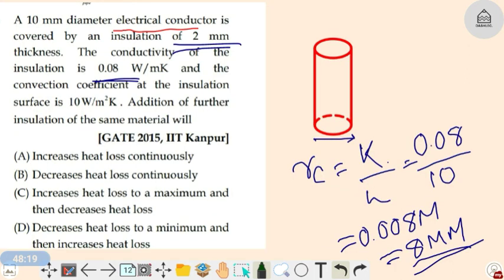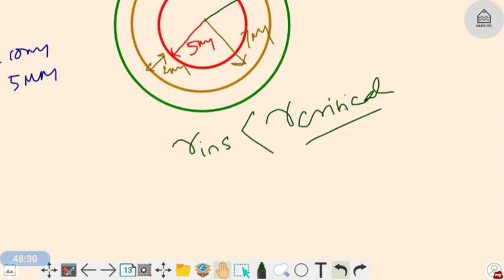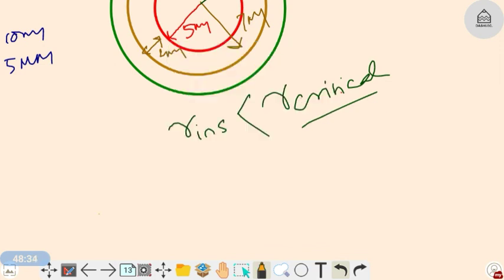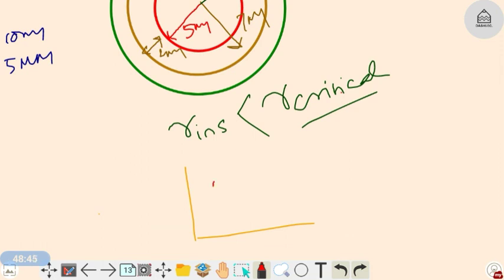This is one thing I need to understand. Now, addition of further insulation. If I further insulate it, then what will happen? My heat transfer is, let's suppose, now here. If I further insulate it, it will increase, then it will decrease.